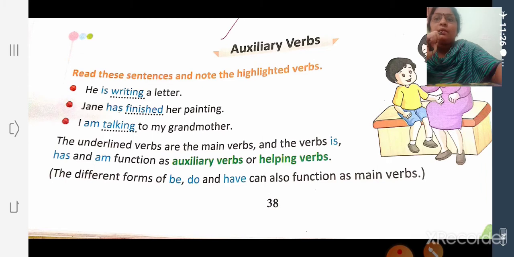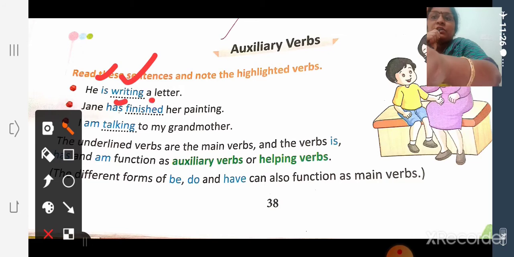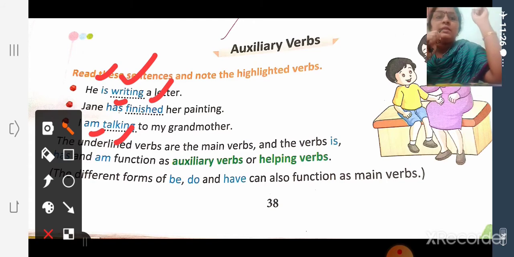Look at the examples given here. He is writing a letter. Jane has finished her painting. I am talking to my grandmother. In all these sentences, we can see two verbs. He is writing a letter: is and writing. Has finished. Am talking. So auxiliary verbs are used together with a main verb.